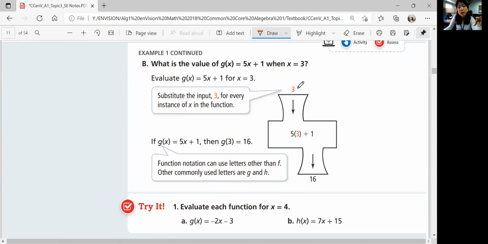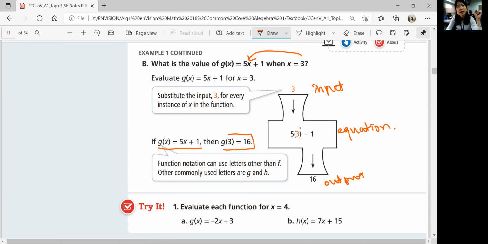You substitute 3 into the equation for x. You plug in 3 instead of x. And then you substitute 5 times 3. You solve this equation, 5 times 3 plus 1. That's 15 plus 1, which is 16. And that's your output. Input, output, and that's your equation, which does all the work. So if g of x is equal to 5x plus 1, then g of 3 is equal to 16.